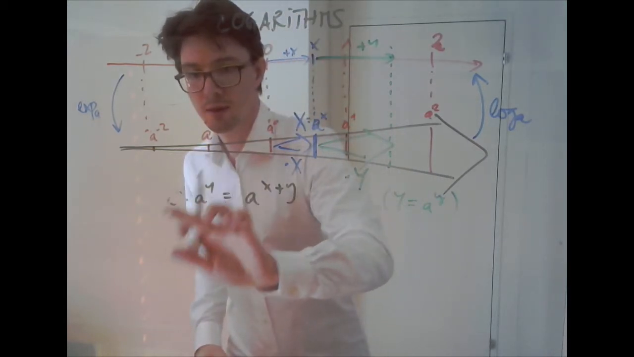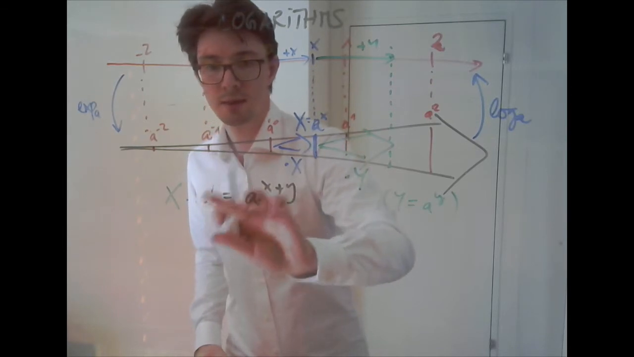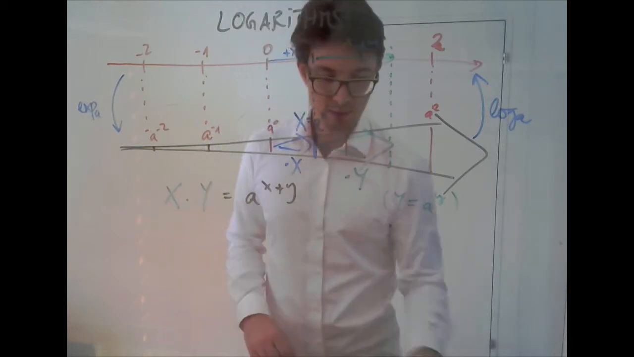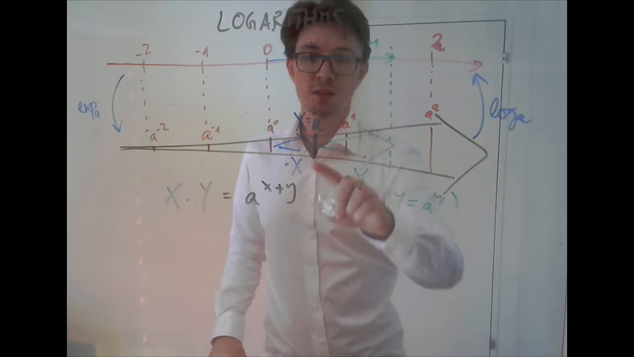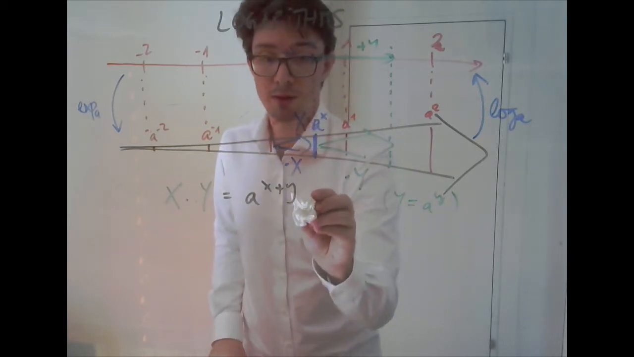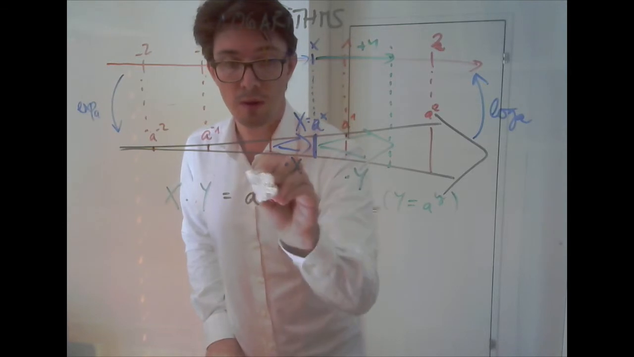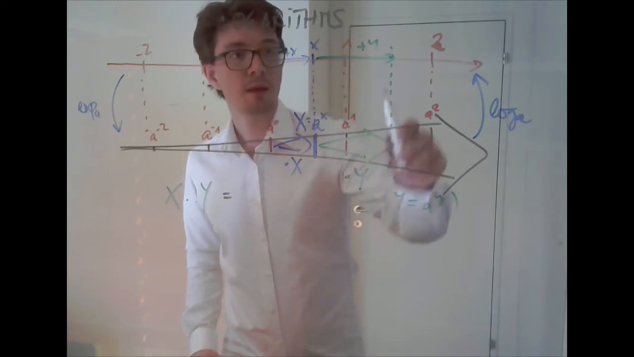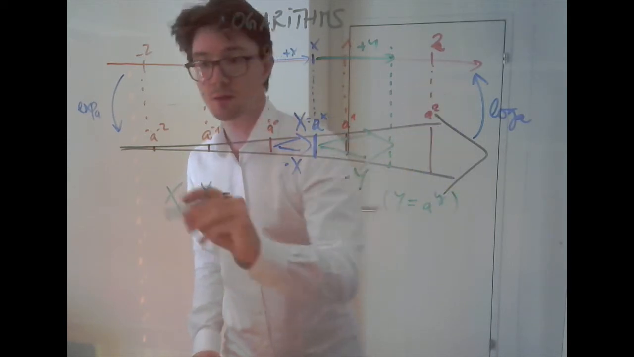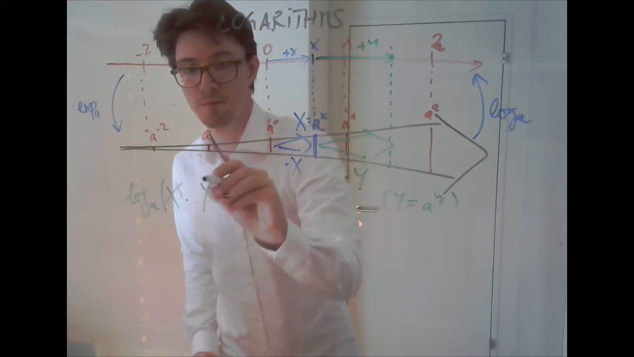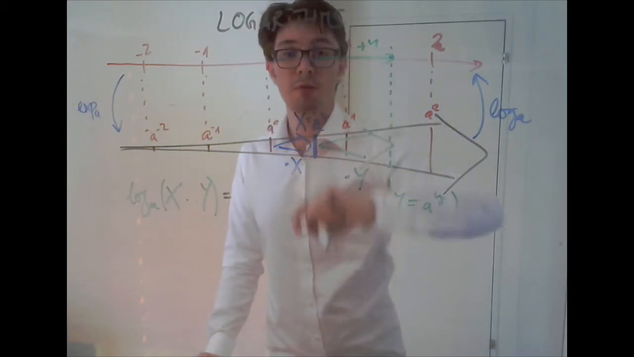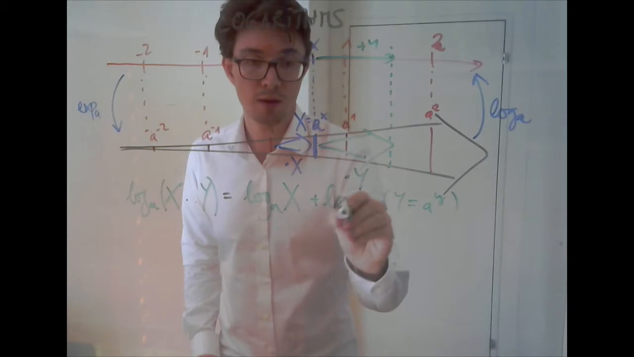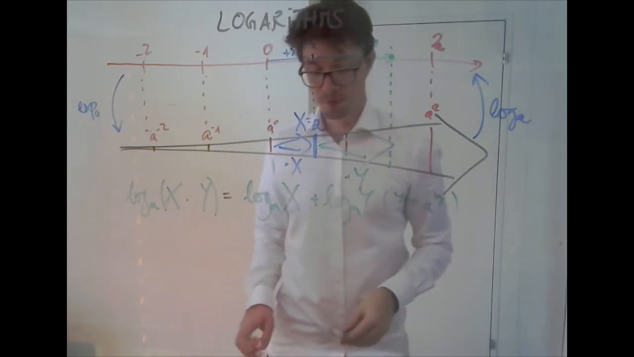So we get uppercase X times uppercase Y is, what is it? Well, x and y are just the logarithms of uppercase X and uppercase Y. So what's actually happening is that the logarithm of this product, so log base a, is what? It's just the sum of the logarithms. So log base a of uppercase X plus log base a of uppercase Y.